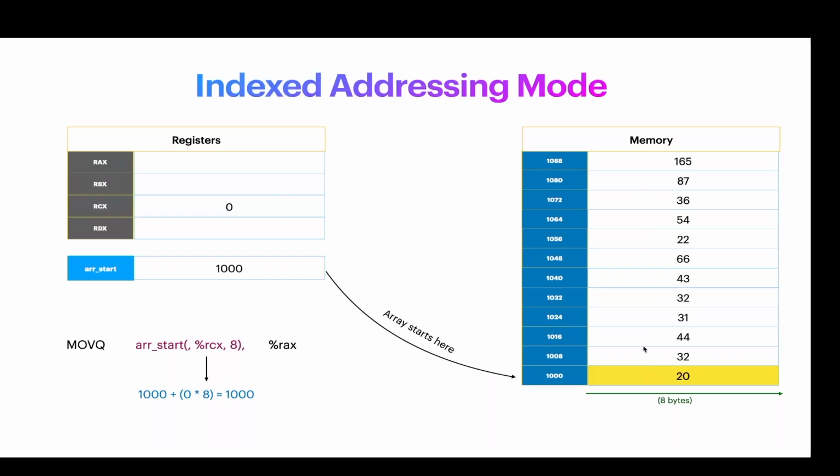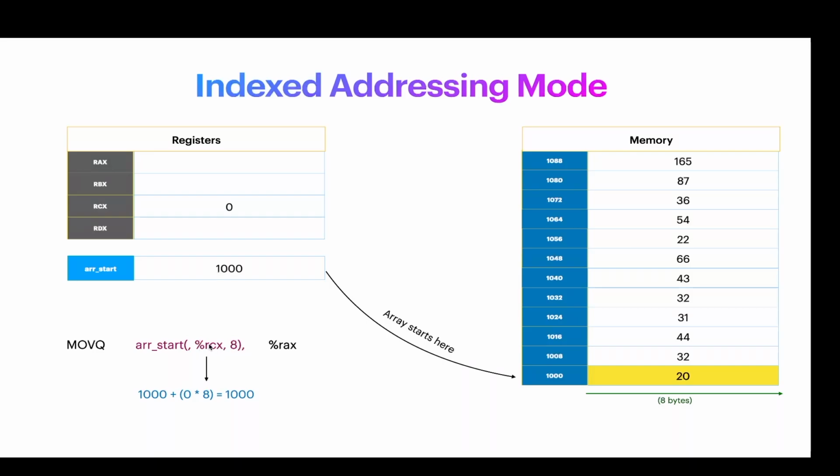You have a bunch of numbers. How do we access these data one by one? That's where the indexed addressing mode comes into play. So this is how you access it. Here's a move instruction. What's more important is this piece. Array start is actually a memory address, right? So you start from the memory address, open parenthesis, close parenthesis, comma. We'll talk about this later on. Inside the parenthesis, there are 3 pieces of information.